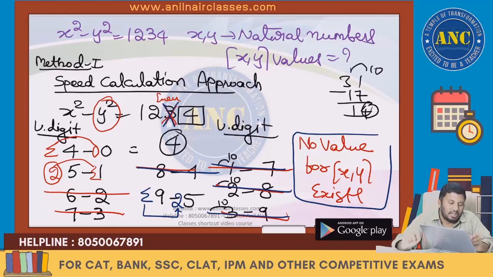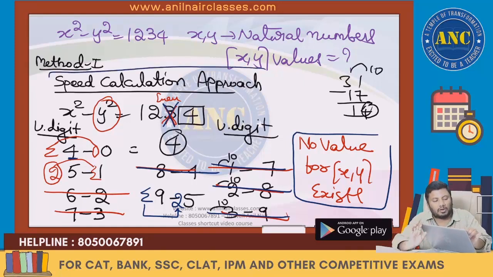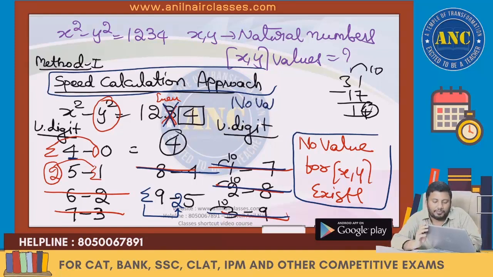So any perfect square ending with 4 has an even tens place. Even minus 0, even. Any perfect square ending with 5 has 2 in the tens place. Even minus even, even. So according to the speed calculation approach, I got the answer as no value for x comma y exists.